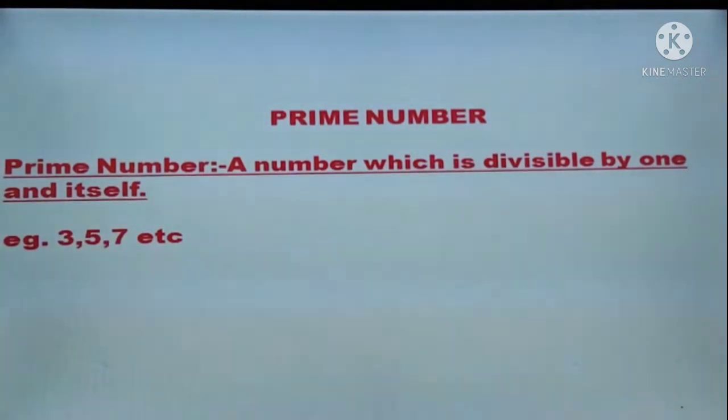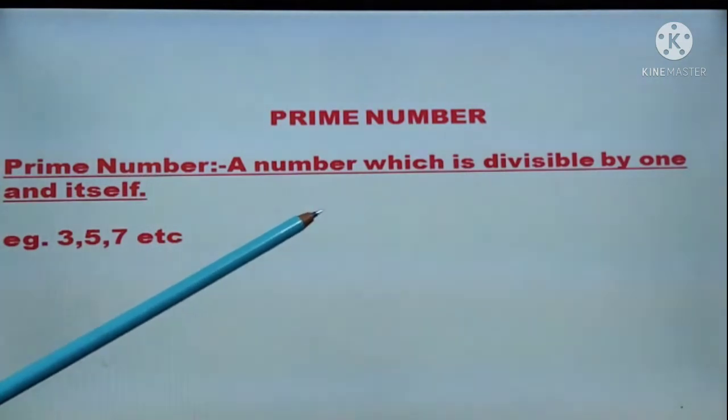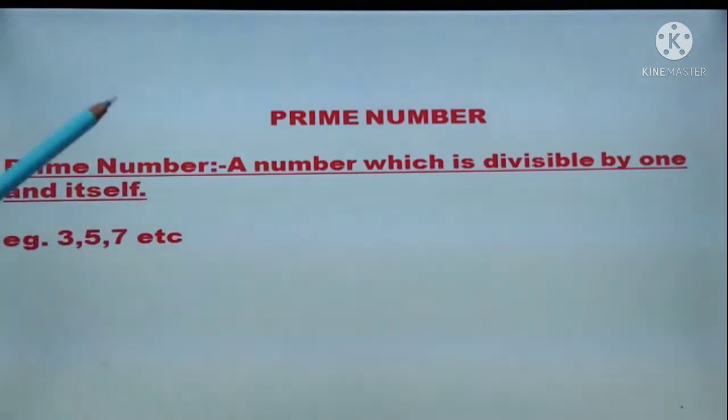So in order to work out the program, first we need to understand what is a prime number. I have written what is a prime number. A prime number is a number which is divisible by 1 and itself. So this is the definition. A number which is divisible by 1 and itself, that is a prime number. For example, 3, 5, 7, etc.